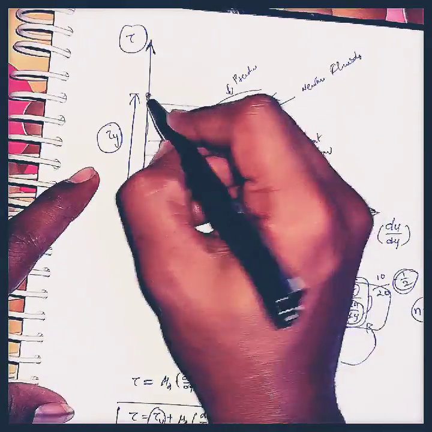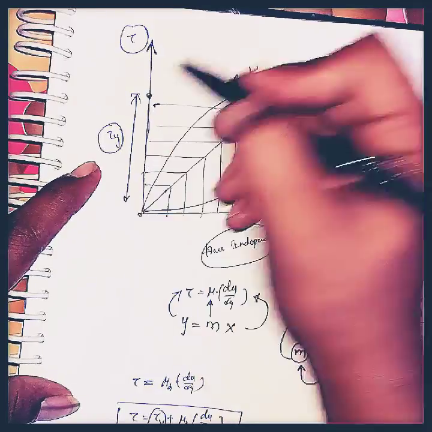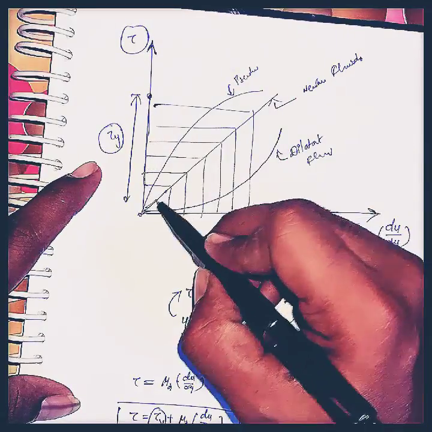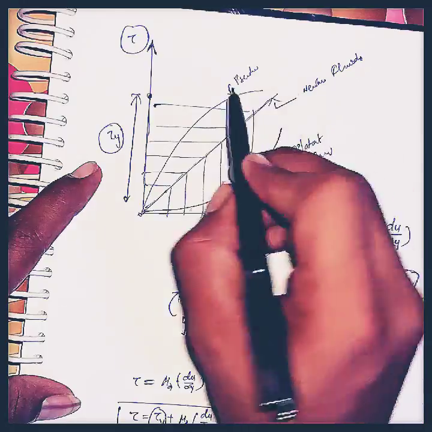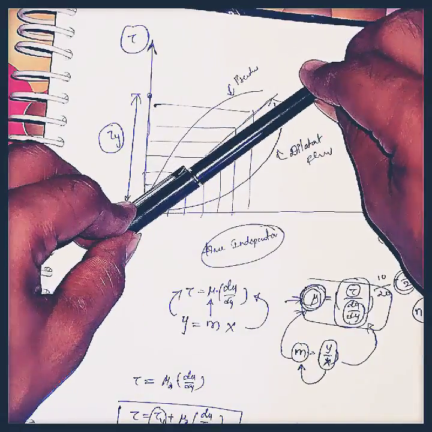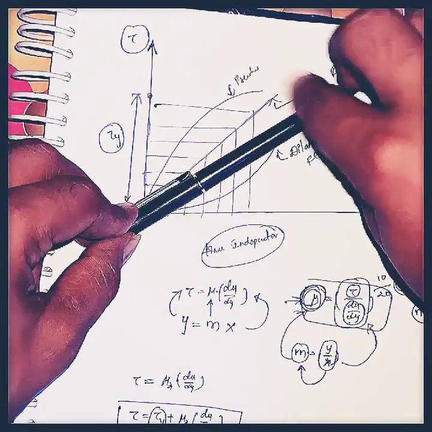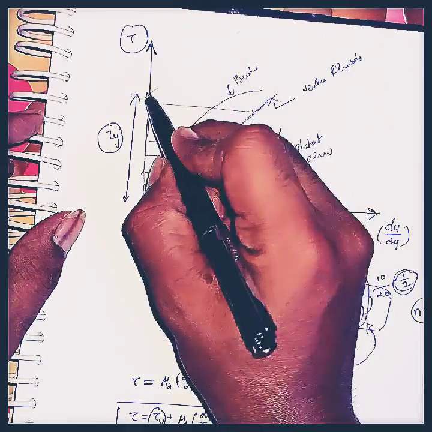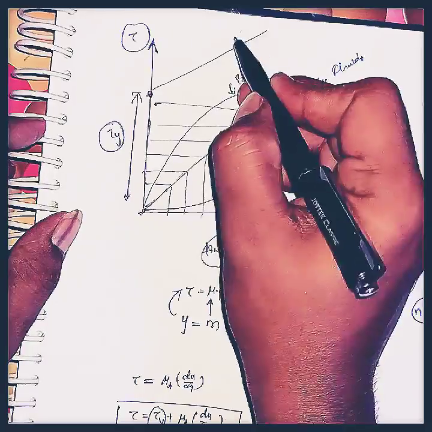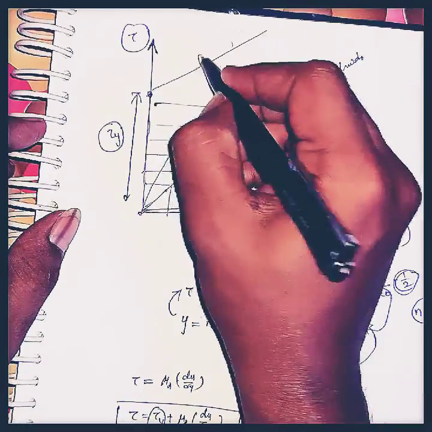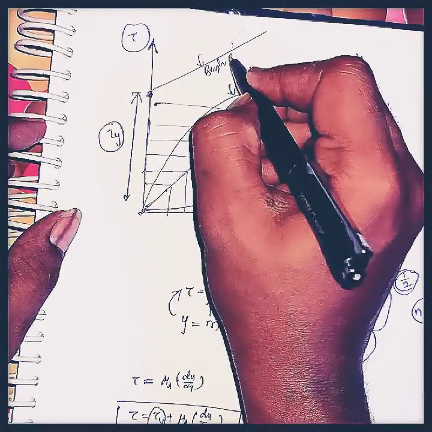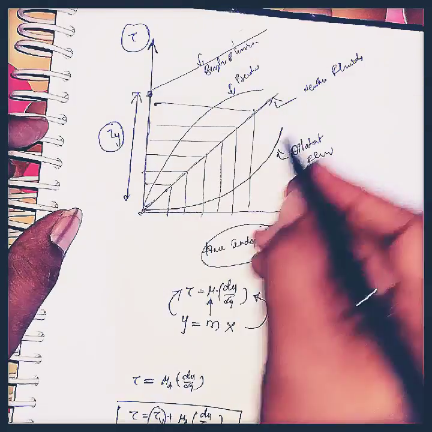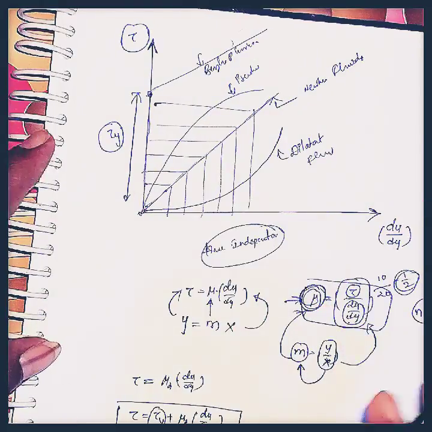From this point here we should draw a line parallel to the Newtonian fluid line, but we should bend it with some inclination downward like this. Here we should draw it somewhat bent like this, with some inclination. This is the Bingham plastic curve on the tau versus du by dy axis.